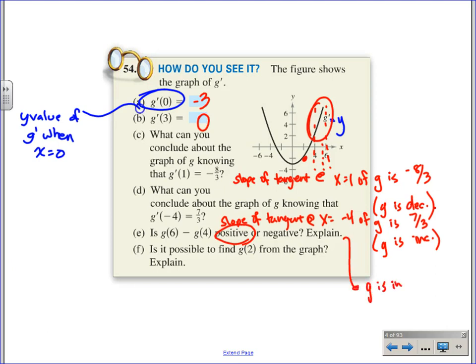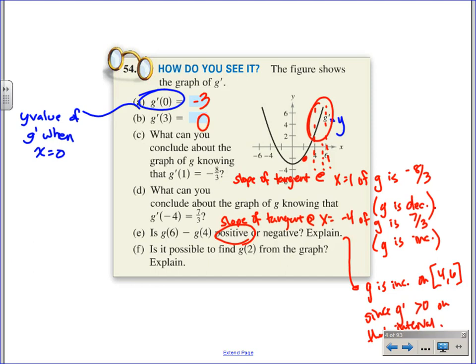G is increasing on 4 to 6 since g prime is positive, but that takes too much time. I'm going to say greater than 0 on that interval. Does that make sense?